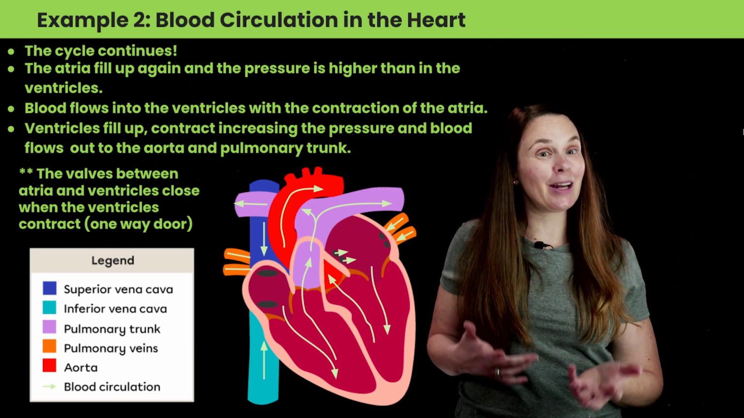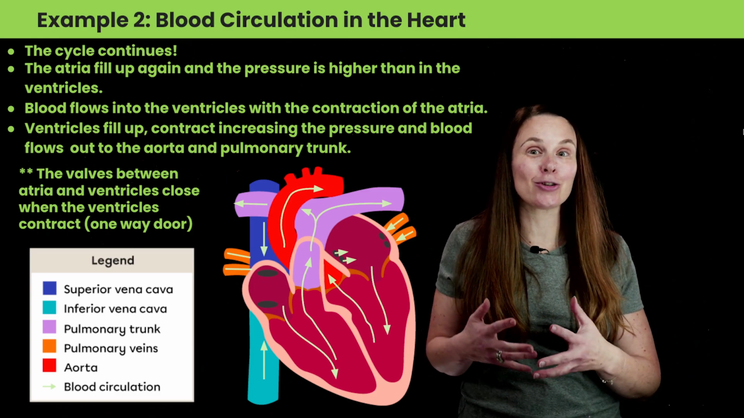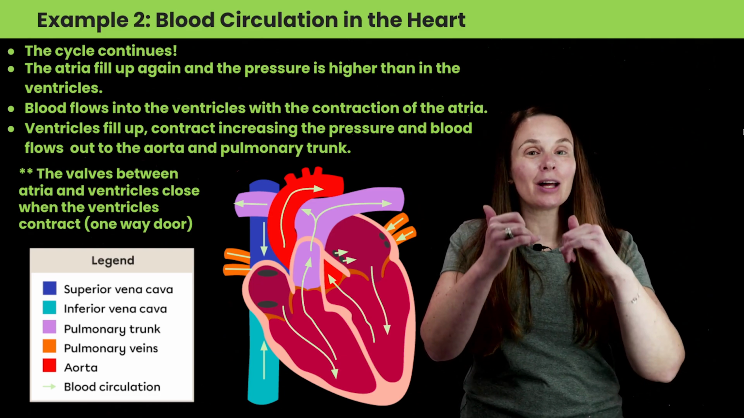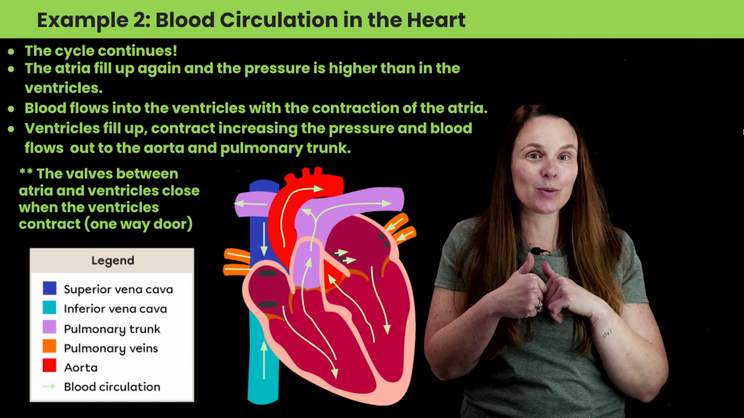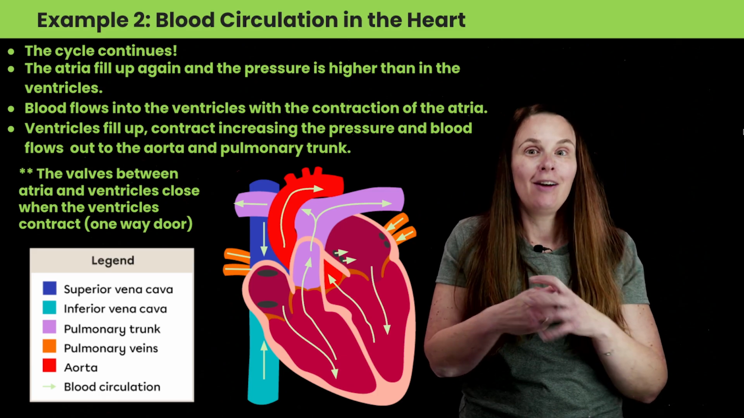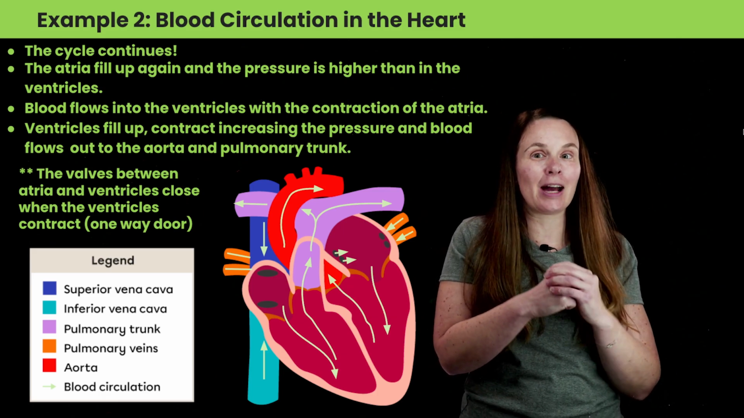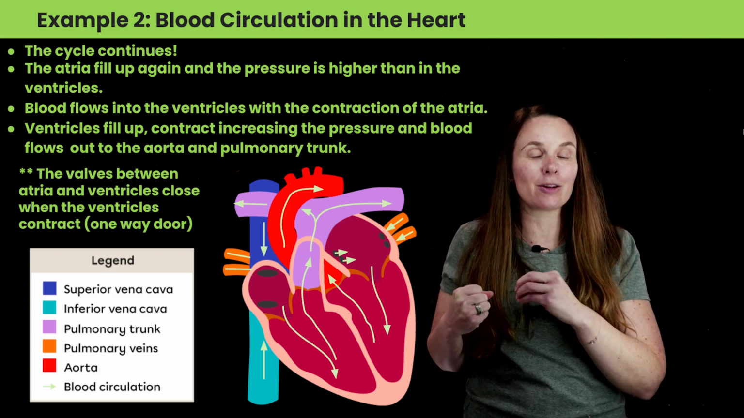Blood continues to come into the heart and exit the heart. So the atria are going to fill up again, and the pressure is higher than in the ventricles. Then the blood is going to flow into the ventricles with the contraction of the atria. Ventricles are then going to fill up. They're going to contract, increasing the pressure, and the blood flows out of the aorta and the pulmonary trunk.